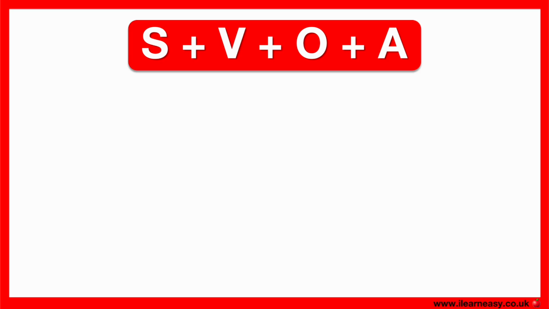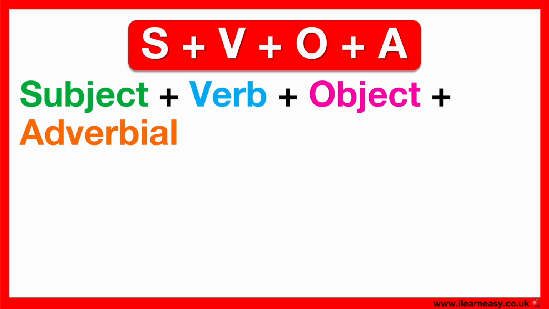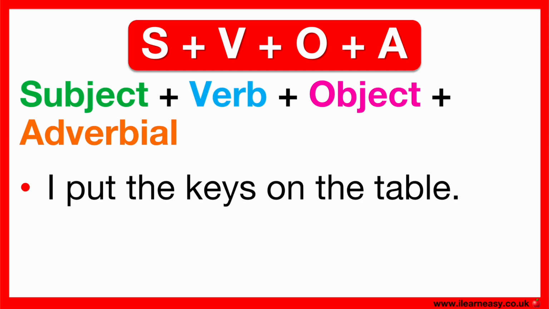Subject, verb, object, adverbial. In this sentence pattern, the object is followed by an adverbial. This gives more detail. It can be about the place, time, or manner. For example, I put the keys on the table. The subject is I, the verb is put, the object is the keys, the adverbial is on the table. It tells the place.